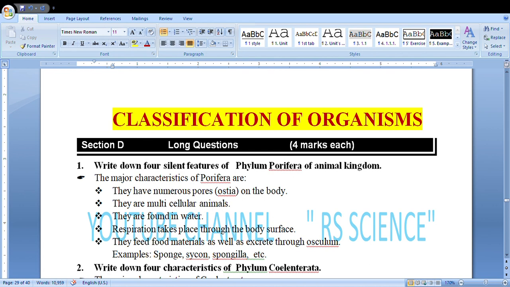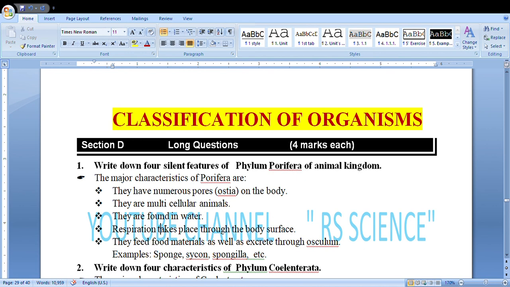Today I've come up with some important information about science teaching learning materials for SEE students and for supplementary exam students. In the last lesson we have discussed short questions, very short questions, multiple choice questions and so on, and today we will discuss long questions carrying 4 marks. It is Section D in SEE questions. So without any delay, let us start today's lesson.